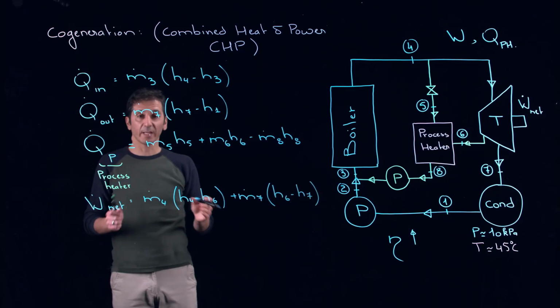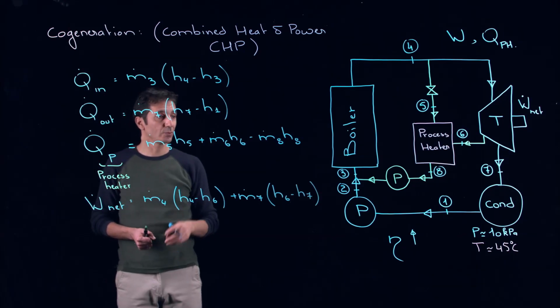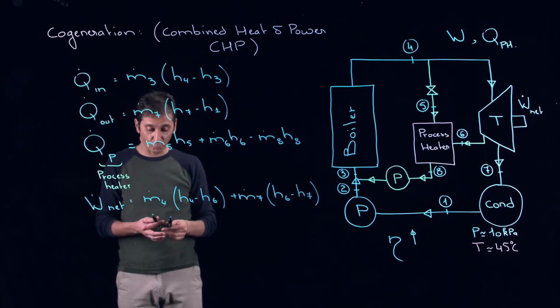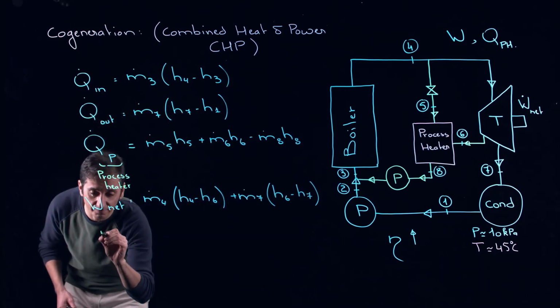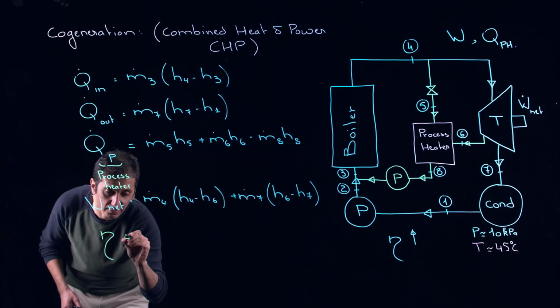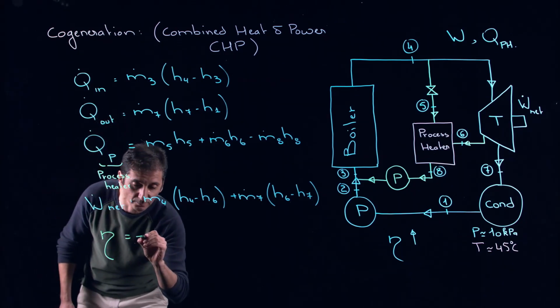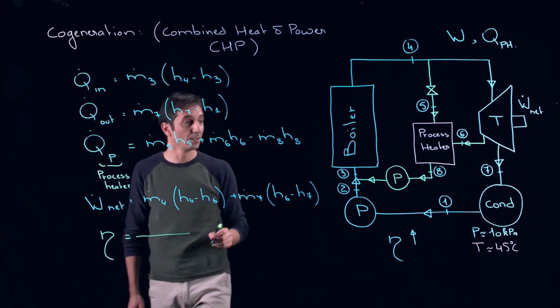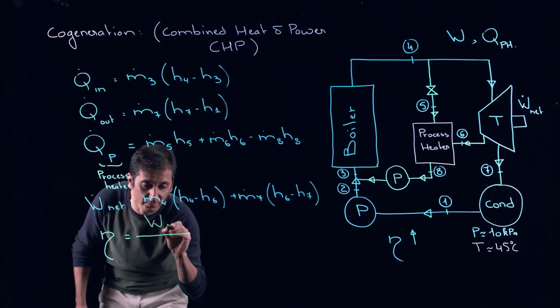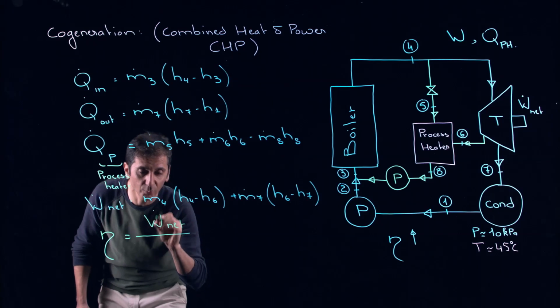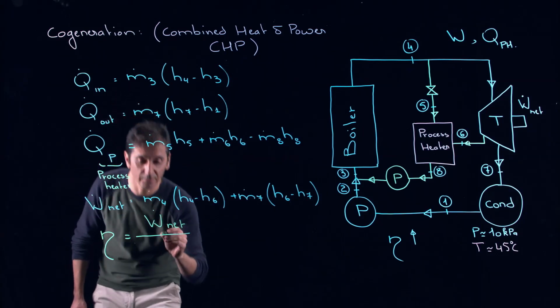Okay, so now we have to also define the performance of this cycle. What's the efficiency of this cycle? It's equal to the net power, what we are producing, over Q dot in in the boiler.